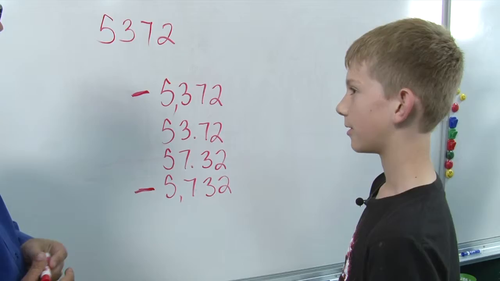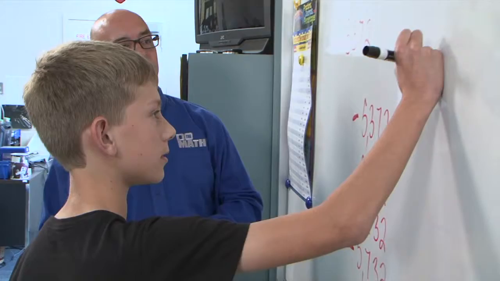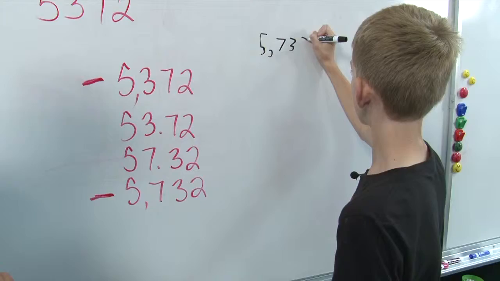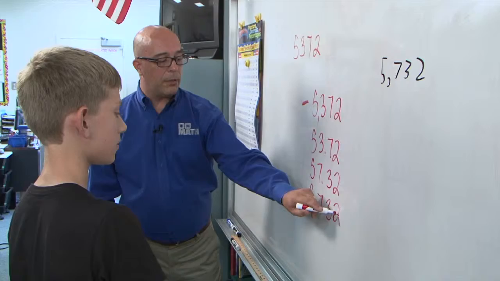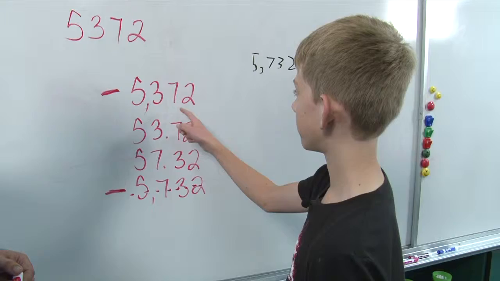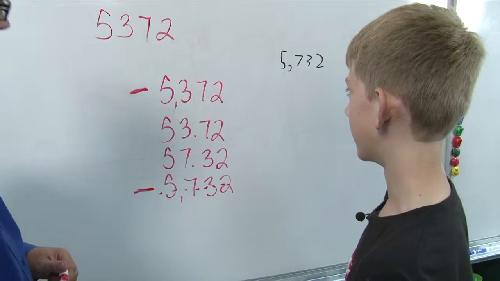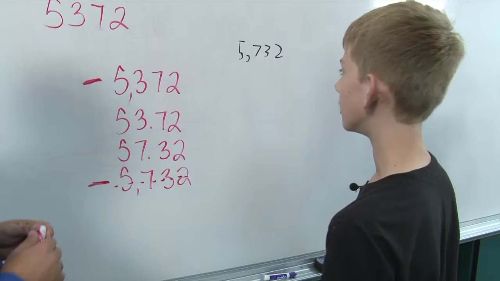Okay. So why don't you go ahead and rewrite that someplace so that we can start our order from greatest to least. Okay, so we've used this one. Yes. So I'm just going to put a dash line through that so we know we've used it. All right, what's next? 5,372 is the only number that still has a thousands place, so that would be next. Okay. Then should I put it underneath? Well, it's up to you. Would you like to put it underneath or next to it? Underneath.